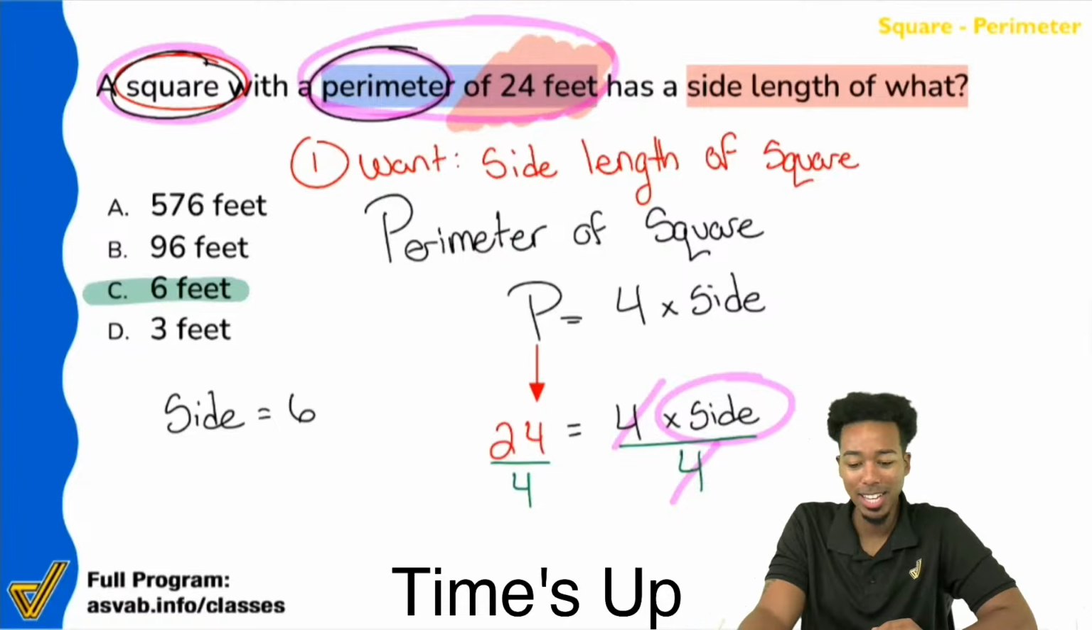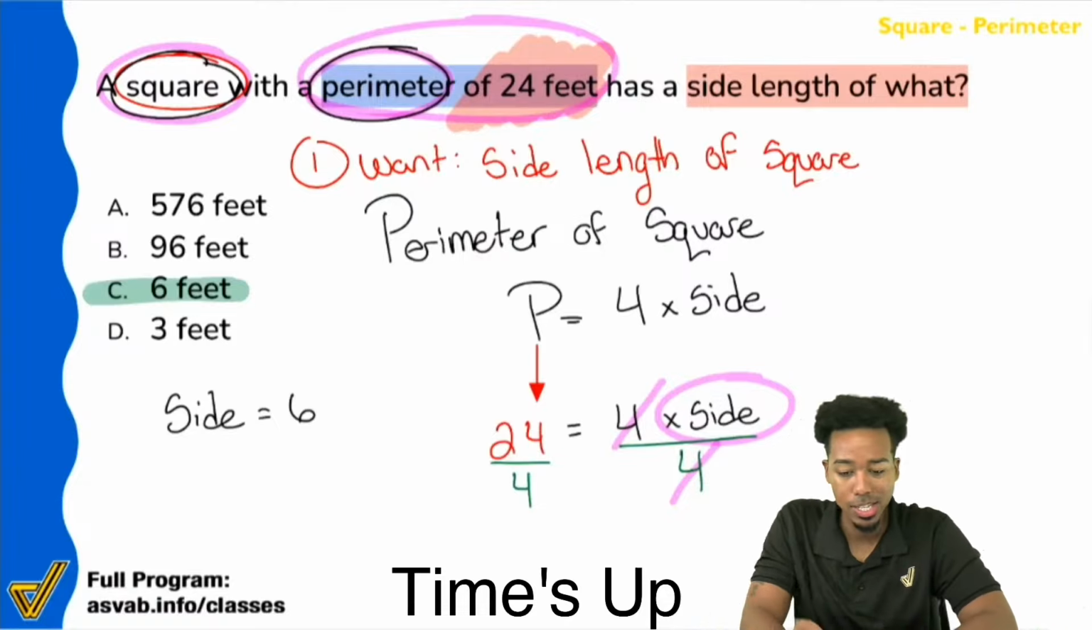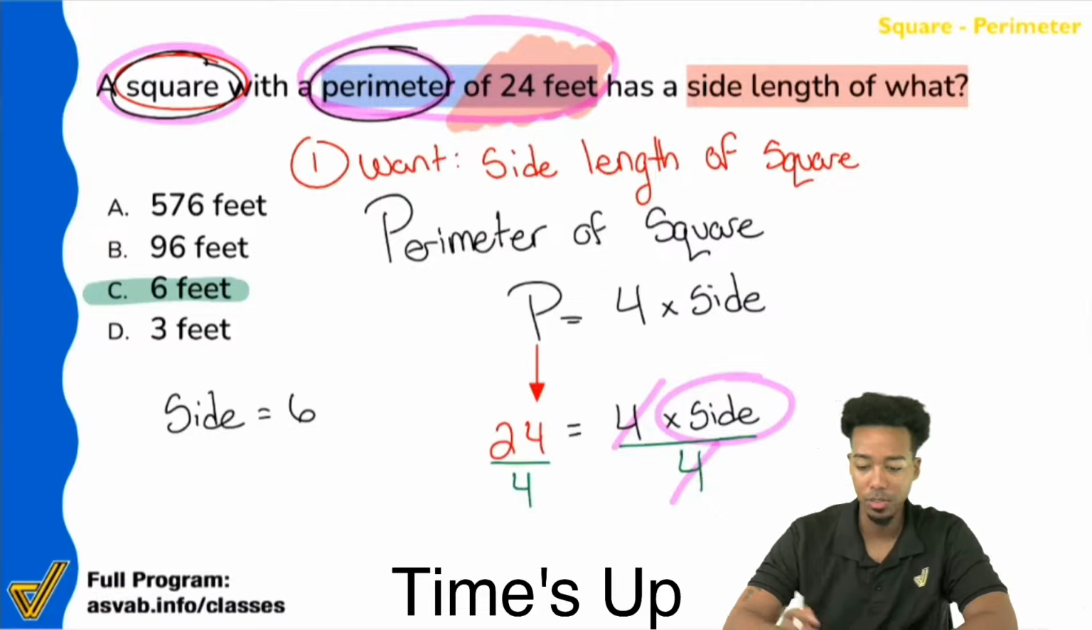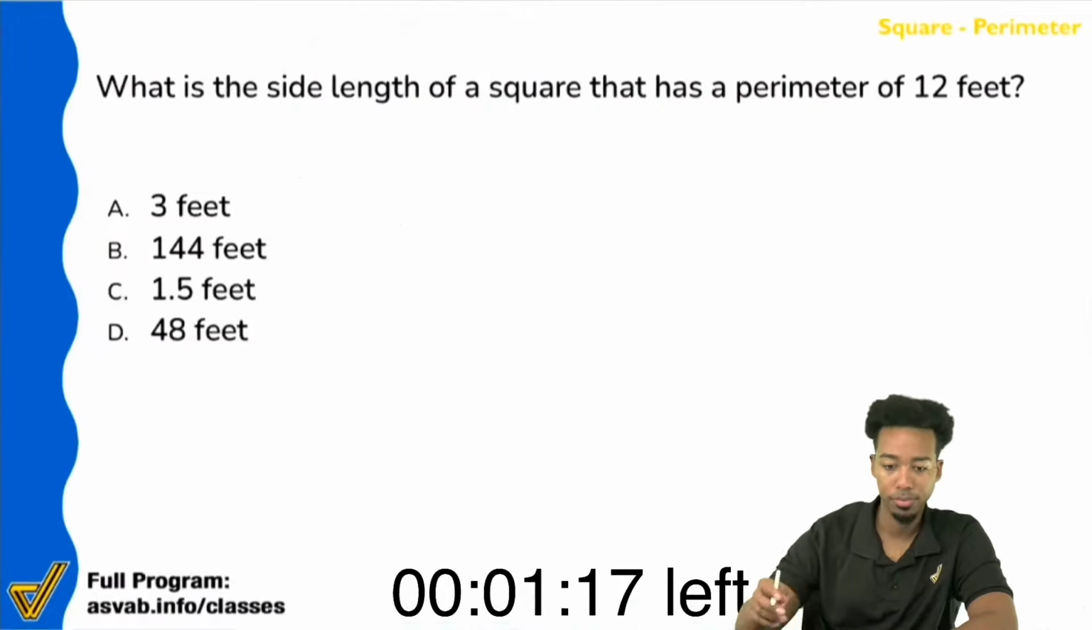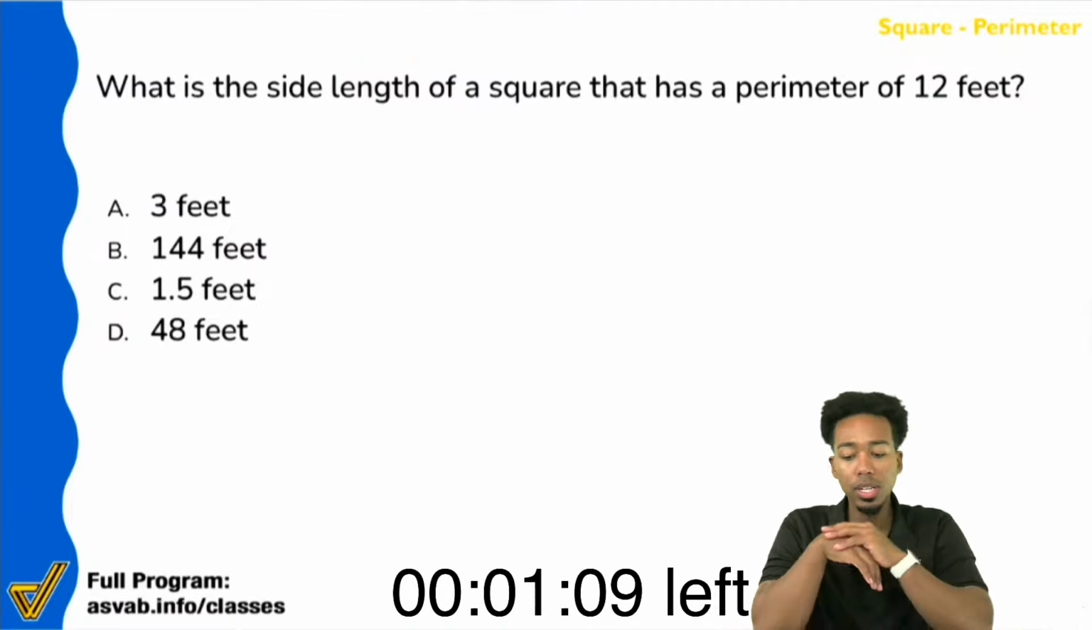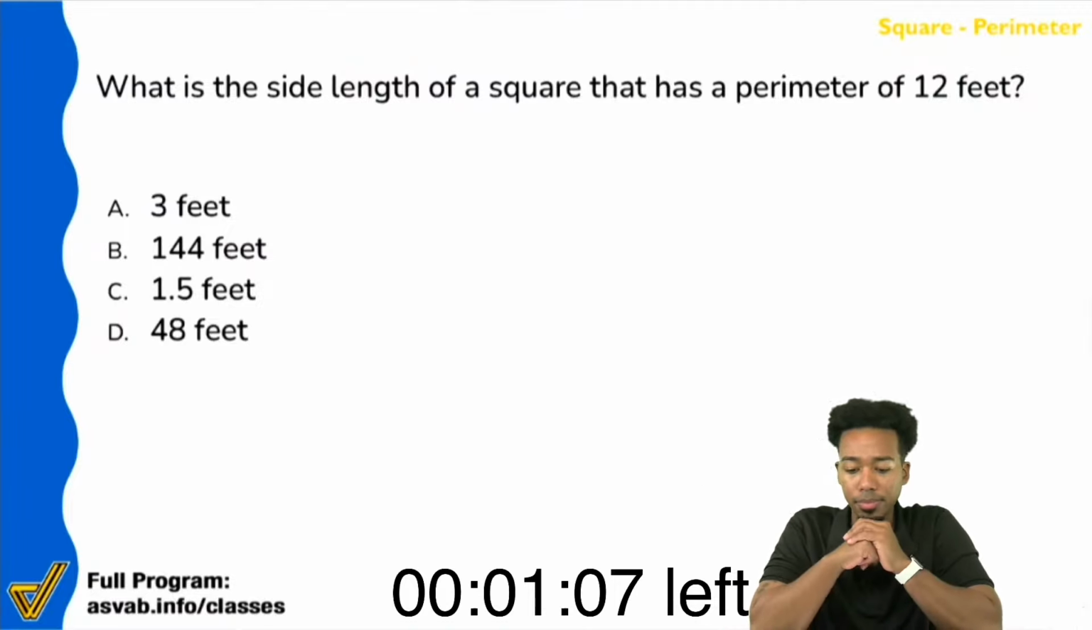All right, let's go ahead and go right into the next one here. I'm going to give you a little less time with this one because I do want to get into this next set of problems. So I'm going to give you a minute and 20 seconds for this next one. Go. Let's see if you can quickly identify what you need to find.